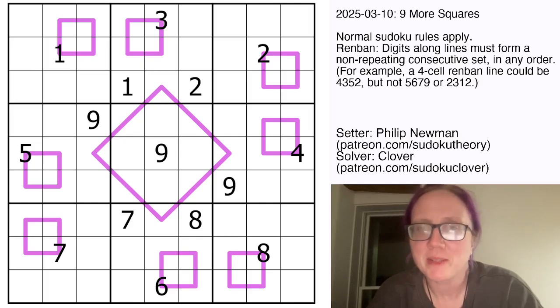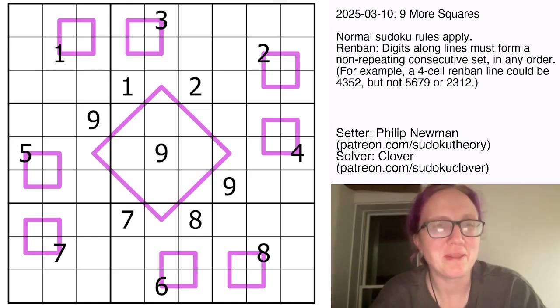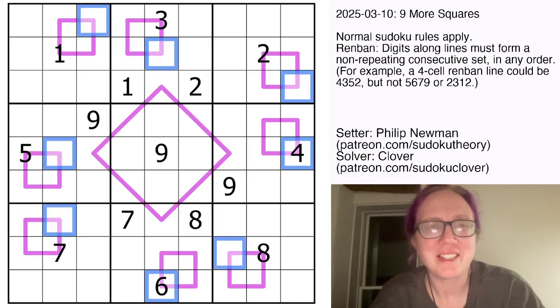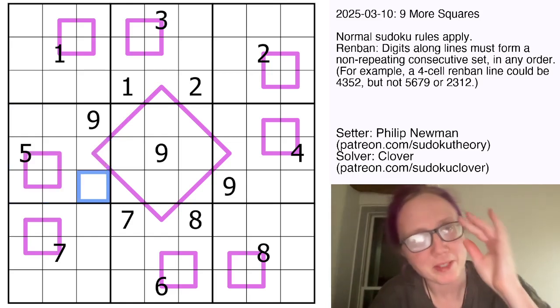And today we're going to be solving a Renban Sudoku called Nine More Squares by Philip Newman. And indeed, there are 9 extra squares in the grid to go with the 9 square regions that we already have in a standard Sudoku. So this is a Renban Sudoku.